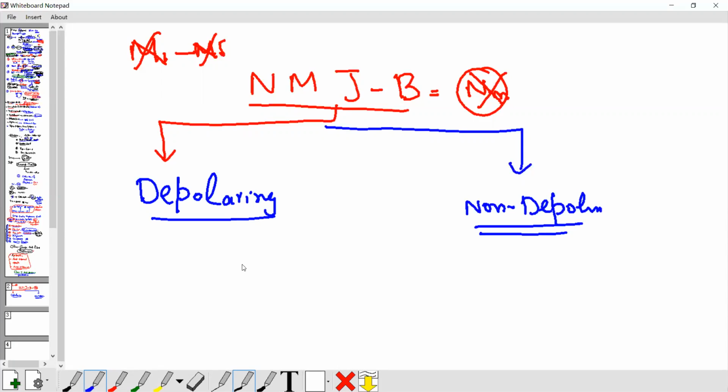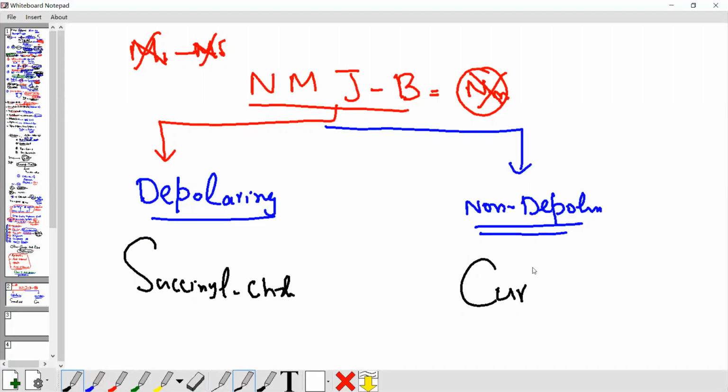In depolarizing, there is just one drug here: succinylcholine. In non-depolarizing, a very big group. Tomorrow we talk about their names, the curare family. Okay, it's enough for today's class. Tomorrow we will learn about neuromuscular junction blockers. Then this antimuscarinic topic will finish. Okay, the system will be over.